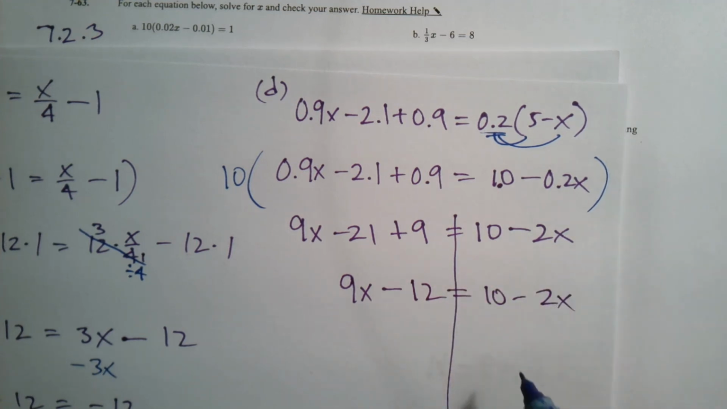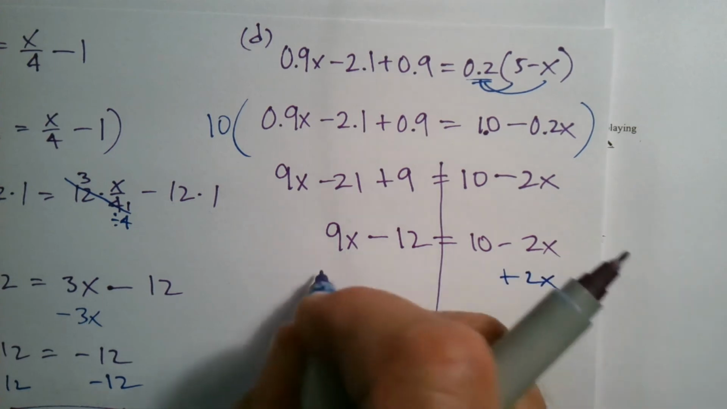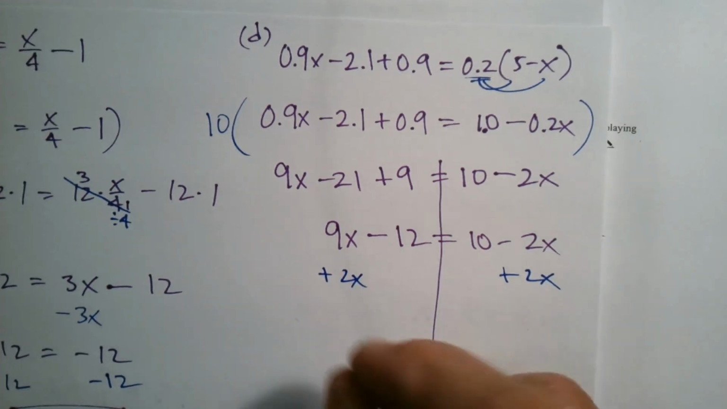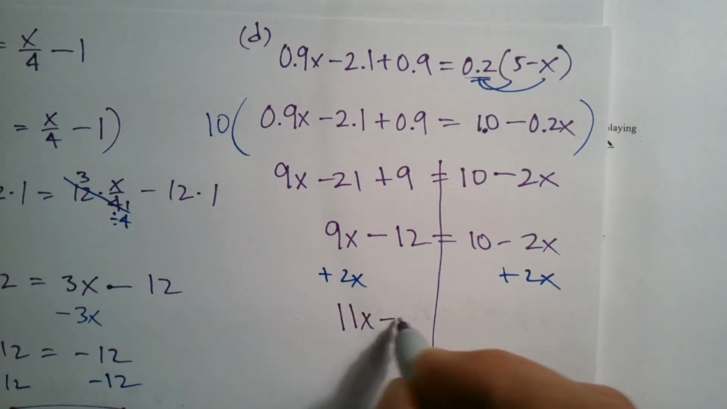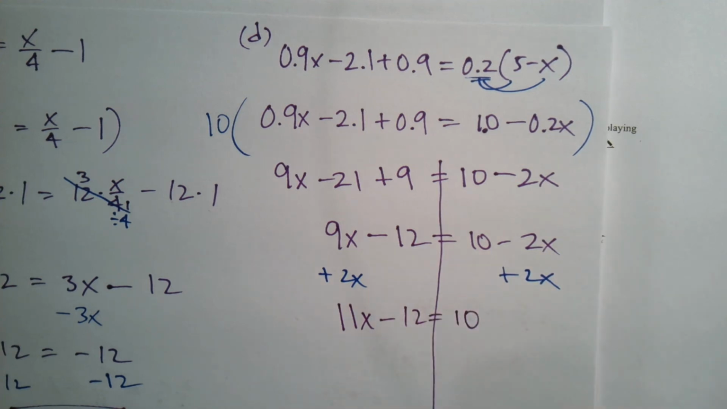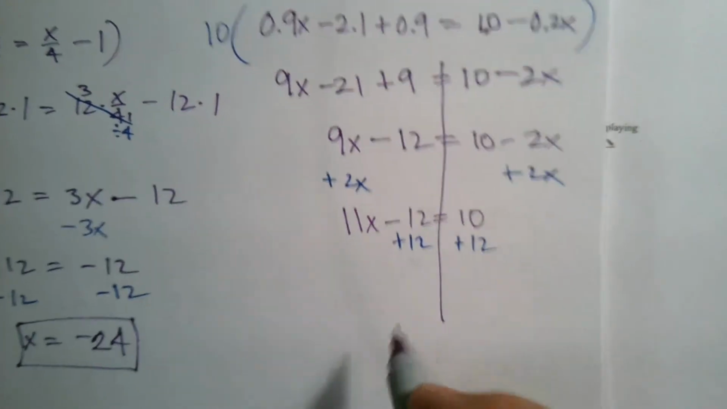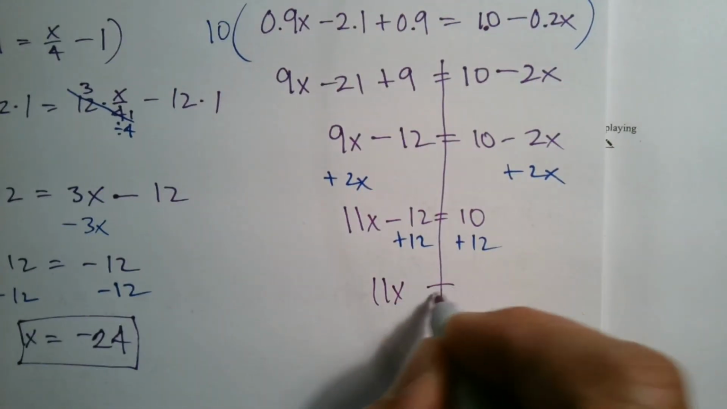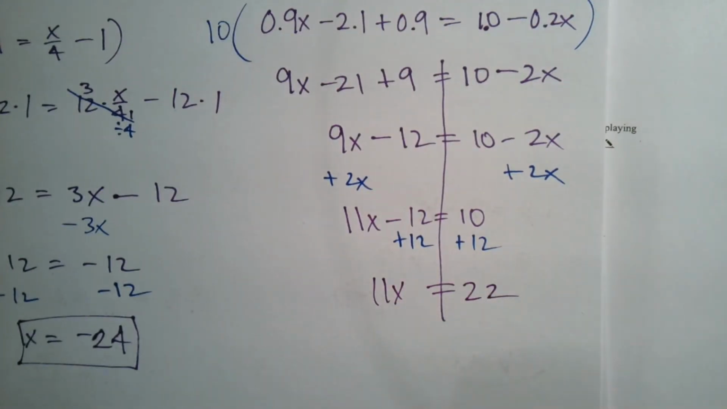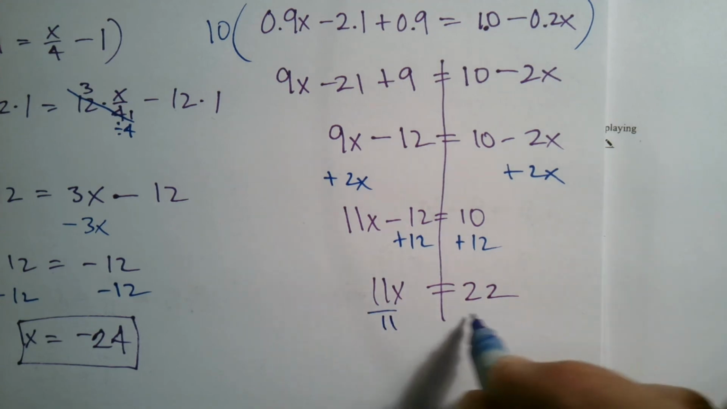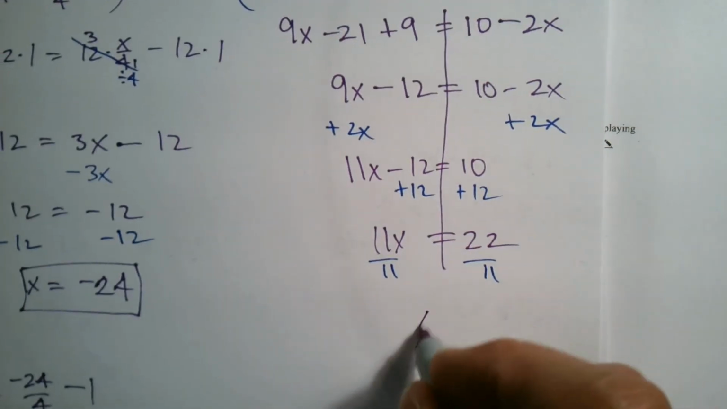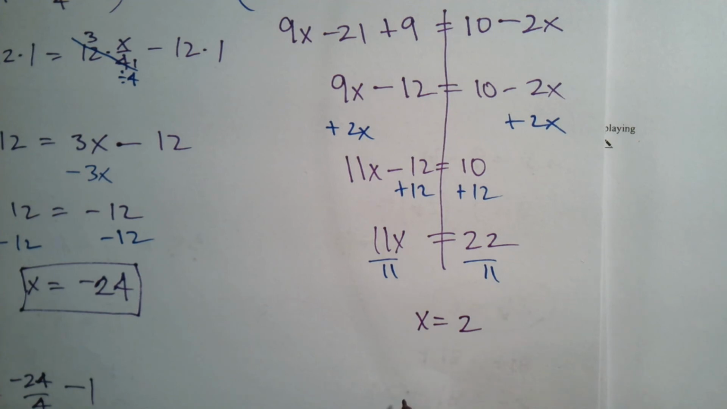Let's get all my x's on one side. Add 2x to both sides. I get 11x minus 12 is equal to 10. I'm going to add 12 to both sides. I get 11x equals 22. Oh, I can see it already. Divide both sides by 11. x equals 2. So there we have it. All right, I hope that helped.